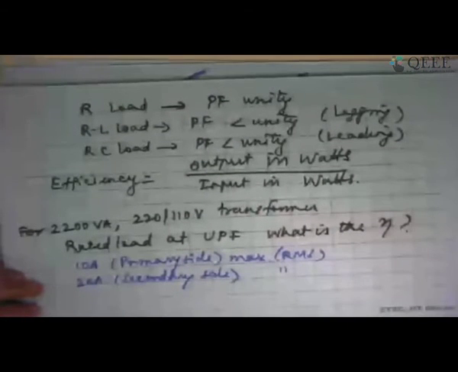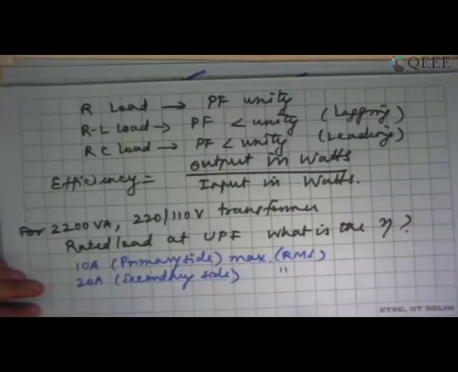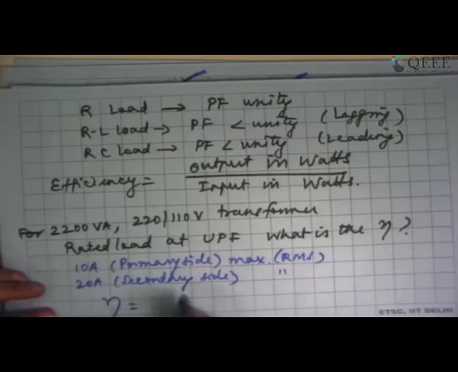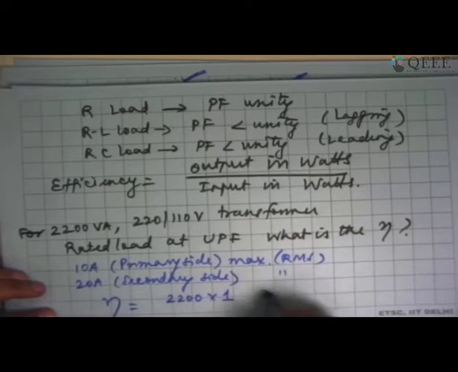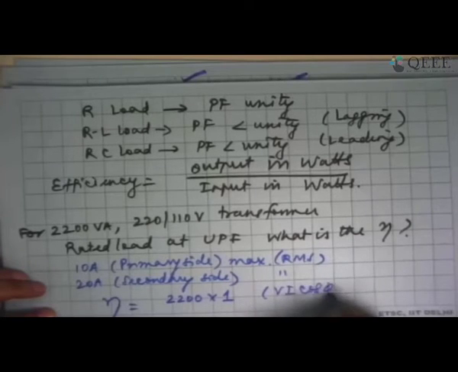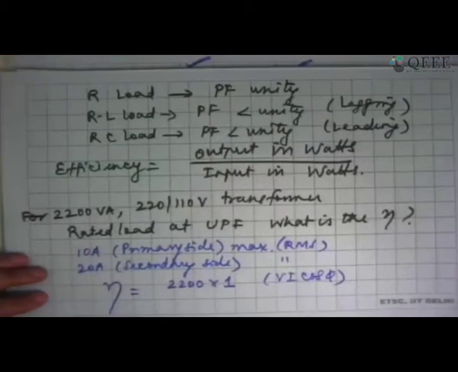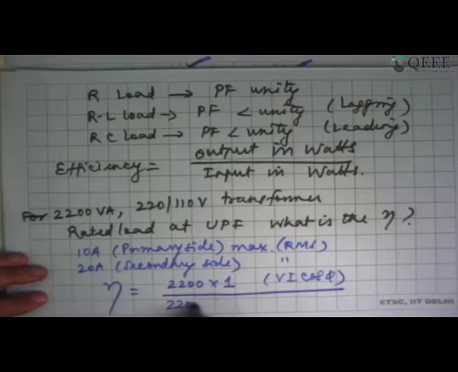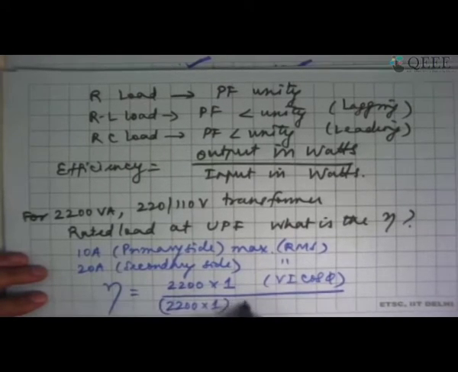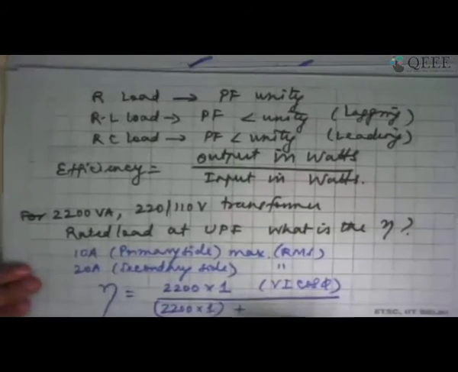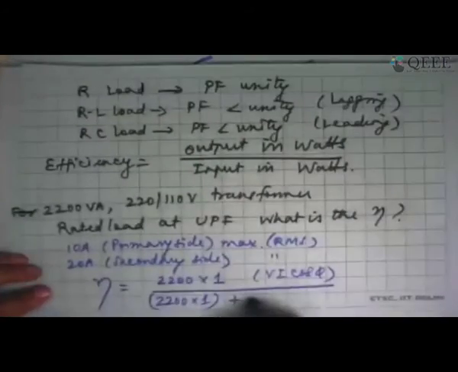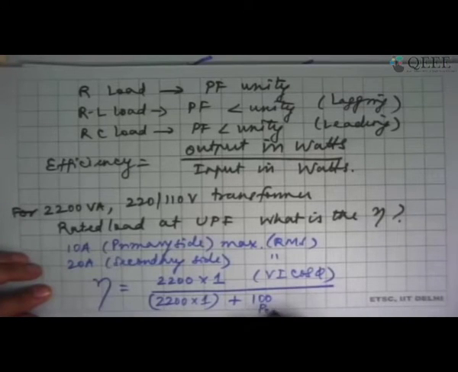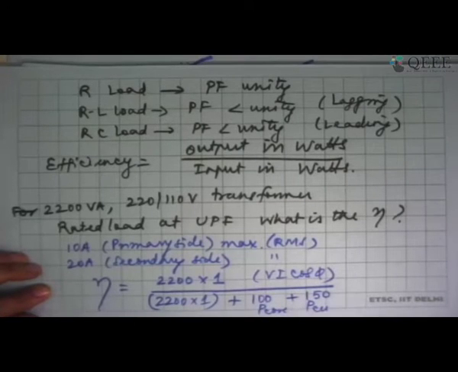So now to go back to calculation of efficiency, I can say basically that at unity power factor, the output power is 2200 multiplied by 1, which is VI cos phi. I hope you understand. Now input will be 2200 multiplied by 1, that is output, plus losses. Losses, I think we said as 100 watts for core loss and 150 watts for copper loss. Clearly, the copper loss is not influenced by the reactance.